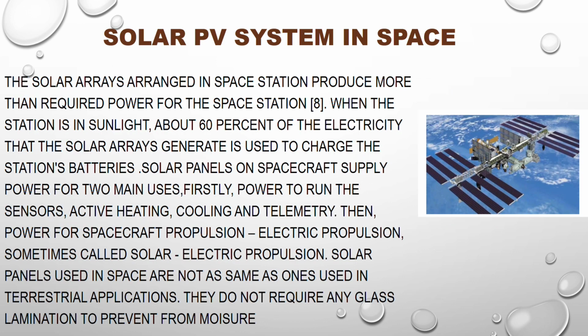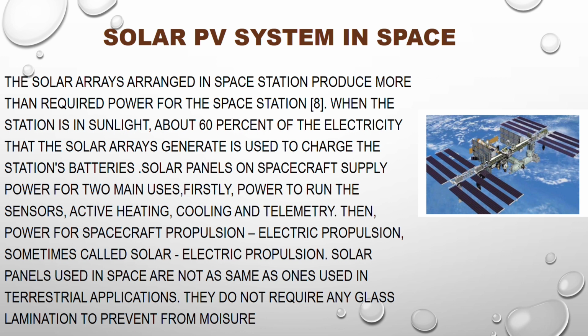So then comes solar PV system in space. We are using solar energy for every field on Earth, and we are using it in space as well. The solar arrays arranged in the space station produce more than the required power for the space station. When the station is in sunlight, about 60% of the electricity that the solar arrays generate is used to charge the station's batteries. Solar panels on spacecraft supply power for two main uses.